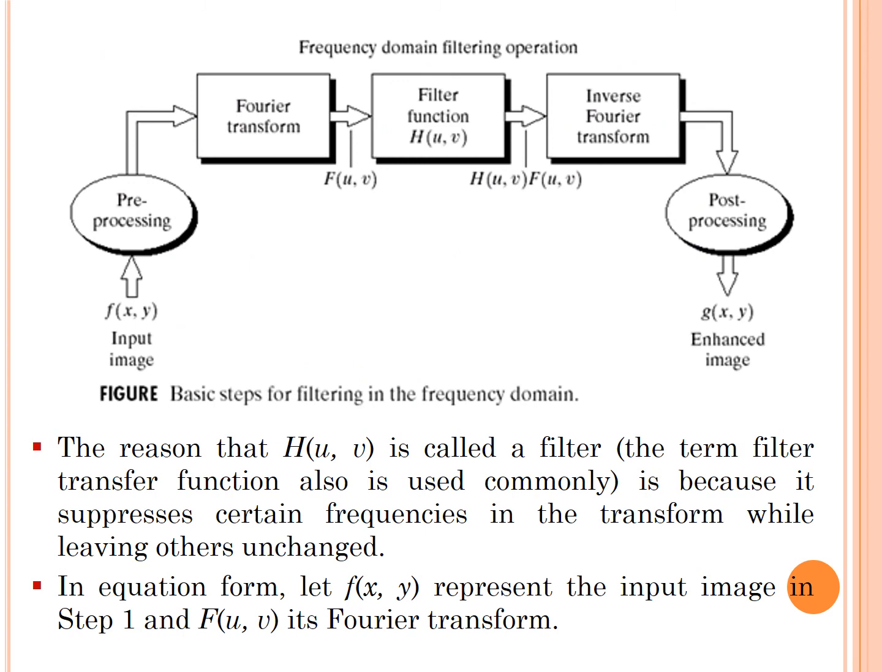This figure shows the basic steps of filtering in the frequency domain as we discussed in the previous slide. The reason that H(u,v) is called a filter, the term filter transfer function also being used commonly, is because it suppresses certain frequencies in the transform while leaving others unchanged. In equation form, let f(x,y) represent the input image in step 1 and F(u,v) its transform, that is the Fourier transform.